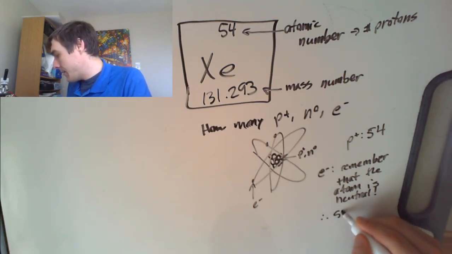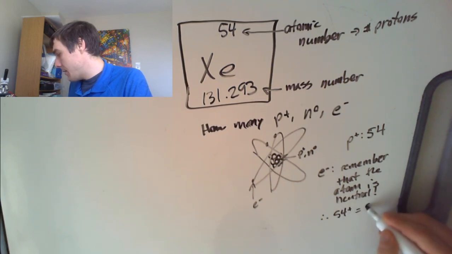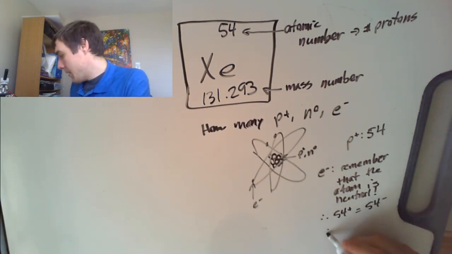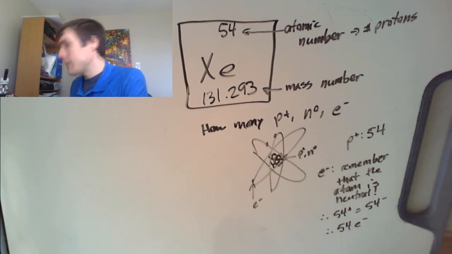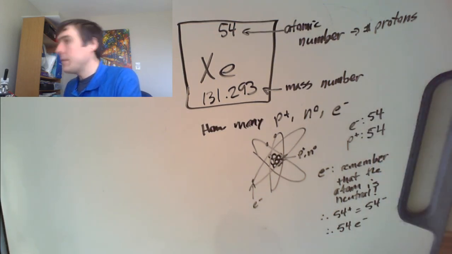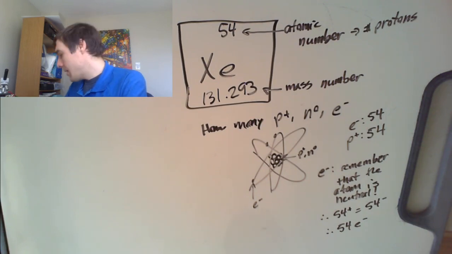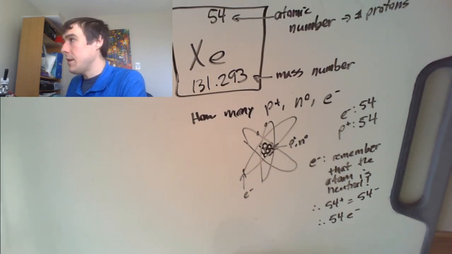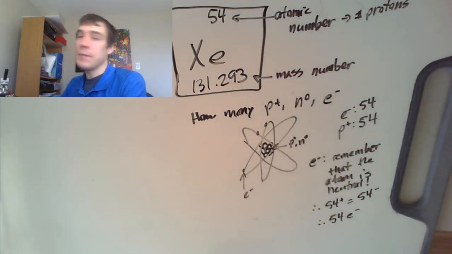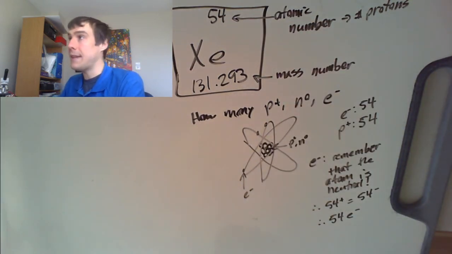Therefore, there's 54 positives equals 54 negatives. There have to be 54 negatives. Therefore, in a neutral xenon atom, there's 54 electrons, 54 of those making up the shells. And then there's the neutron number. Both the number of protons and the electrons come from the atomic number when you're talking about a neutral atom.